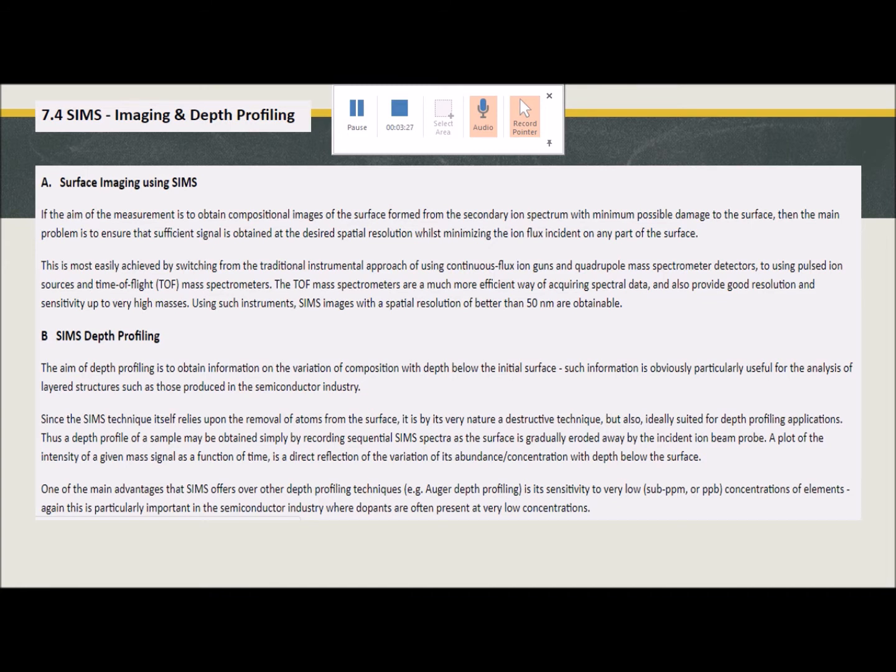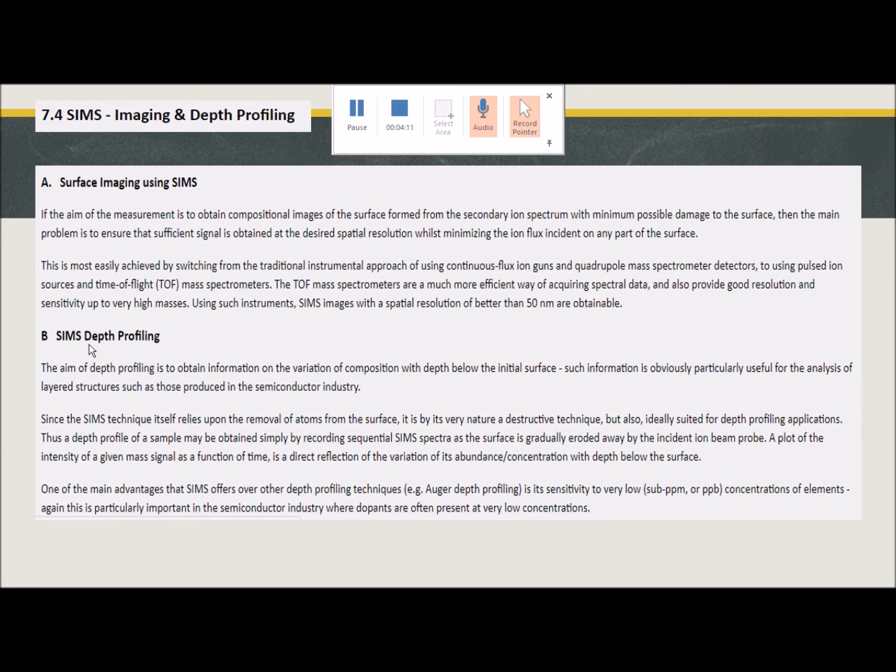So surface imaging using SIMS is most easily achieved by switching from the traditional instrumental approach of using continuous flux ion guns and a quadrupole mass spectrometer detector to using pulsed ion sources and time-of-flight mass spectrometers. The TOF is a much more efficient way of acquiring spectral data and also provides good resolution and sensitivity up to very high masses. Using such instruments, SIMS with a spatial resolution of better than 50 nanometers is obtainable.